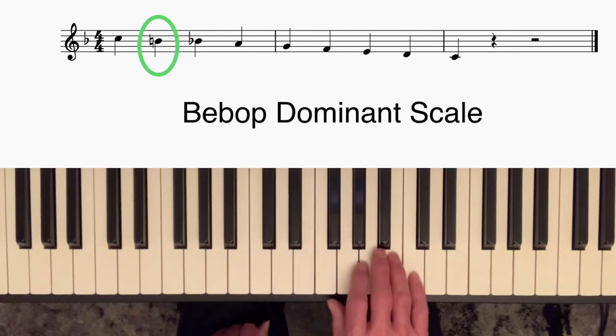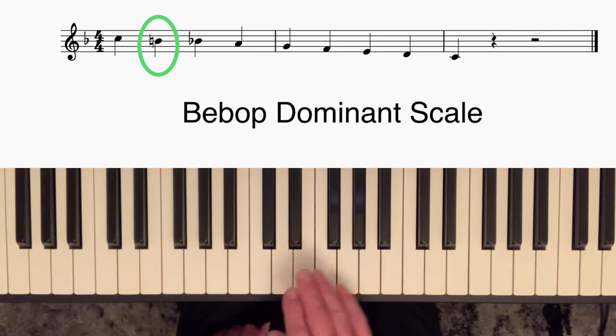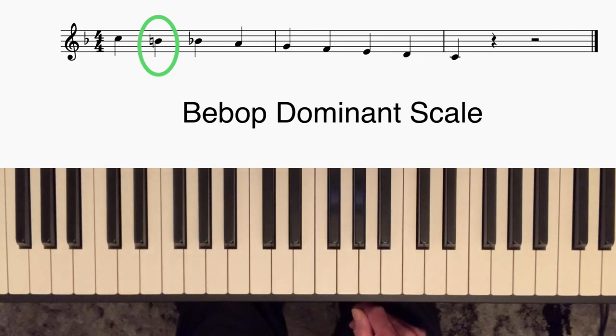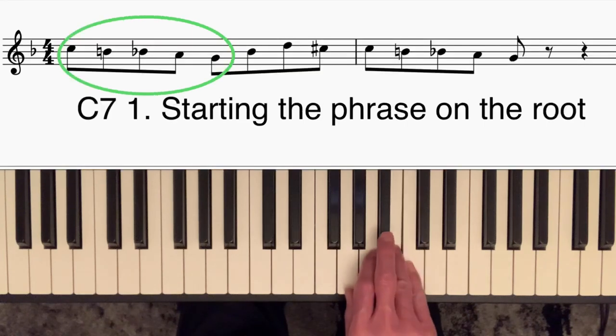Now that way, if you start on a chord note, all the other chord notes will fall on the downbeat, even if you change direction, as long as you're going by steps. So the first part of that phrase, I just played part of the bebop dominant scale.